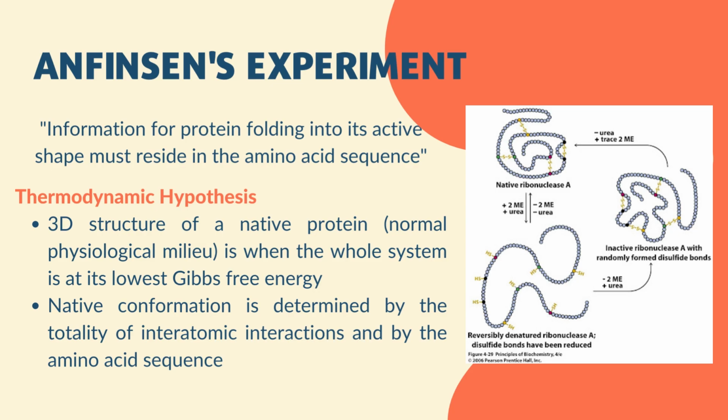Then in 1973, Anfinsen followed with the proposal of a thermodynamic hypothesis to account for protein folding. He stated that the three-dimensional structure of a native protein in its normal physiological milieu, defined by properties such as the solvent used, its pH, ionic strength, presence of other components such as metal ions or prosthetic groups, and temperature, is the one in which the Gibbs free energy of the whole system is lowest. That is, the native conformation is determined by the totality of interatomic interactions and hence by the amino acid sequence in a given environment.